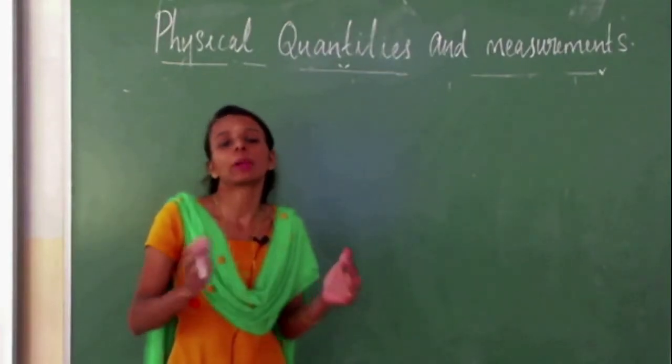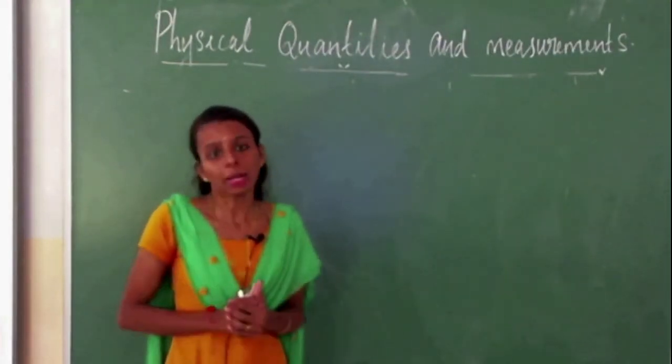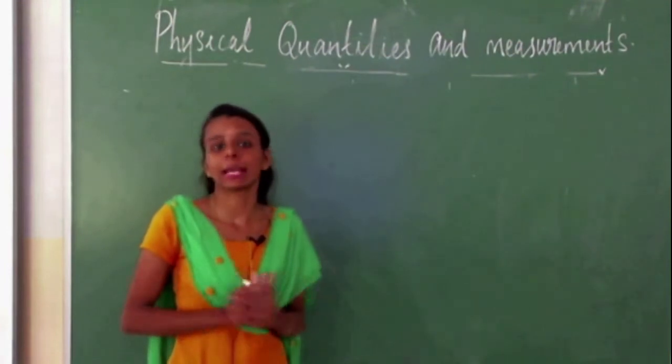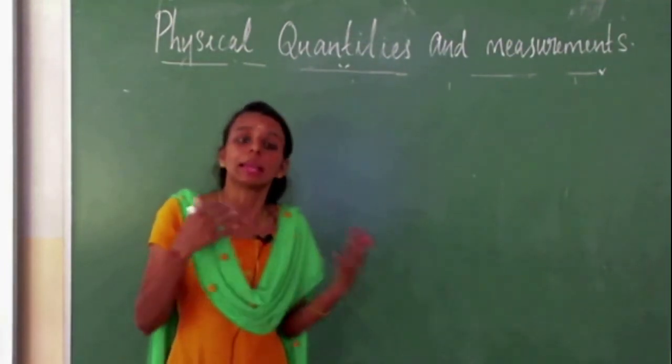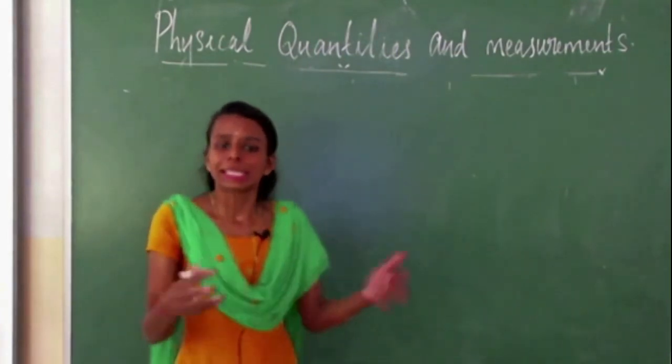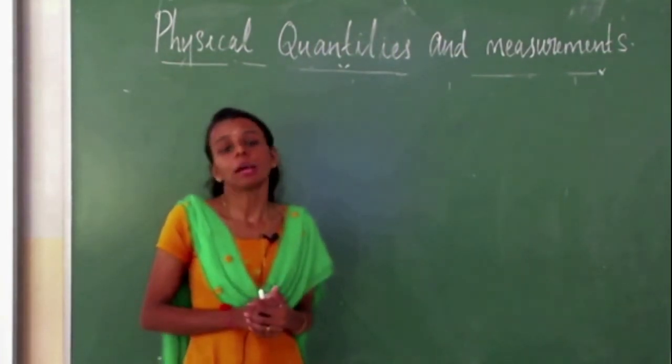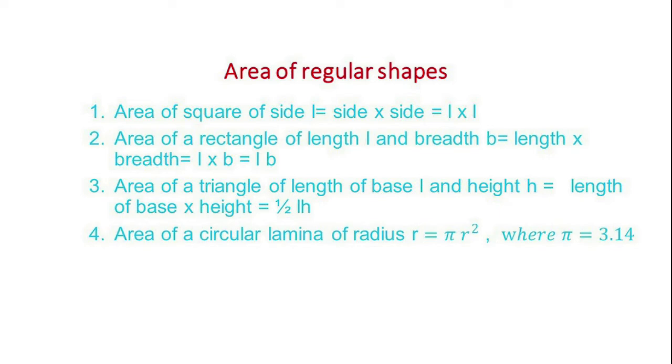Next we are discussing the measurement of area. The total surface occupied by an object is known as area. You already studied in mathematics the area of different shapes. Let's see some important shapes and their area. Area of square, side into side, L square. The area of rectangle, length into breadth. The area of triangle, half into base into height, half b h. The area of circular lamina of radius r, pi r square. The value of pi is 3.14.